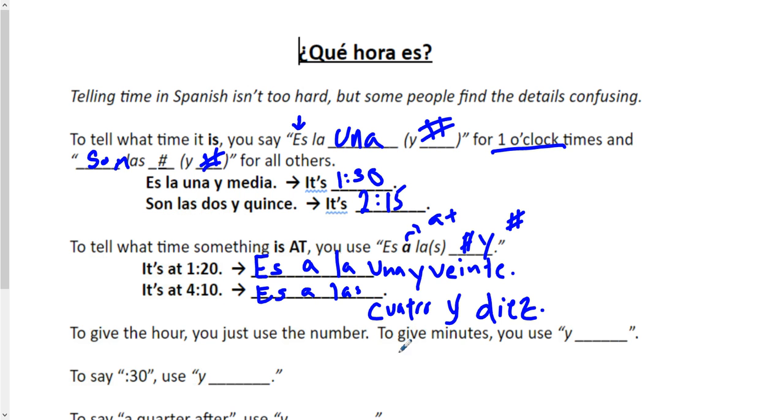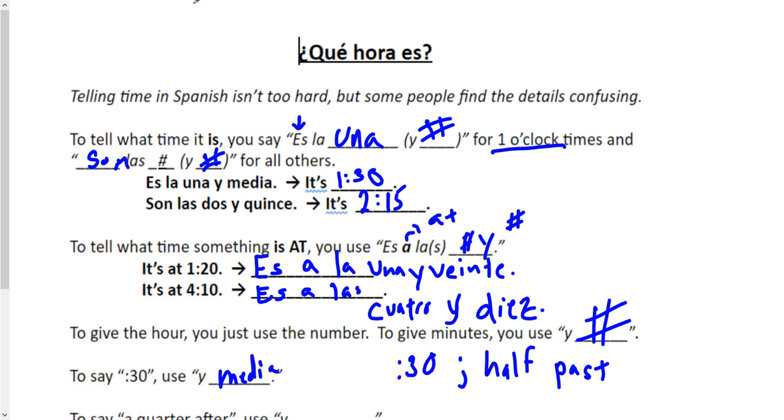To give the hour, you just use the number. To give the minutes, you use E, and then whatever your number is in Spanish. To say 30, use E media. And you'll notice this was on your vocab sheet. So if you have that handy, you can go back on there and you can put either 30 like this for time, or you could put the fancy way to say it, it's half past.